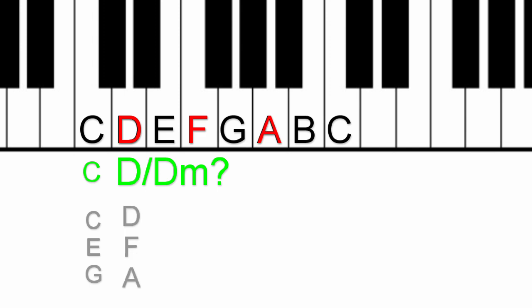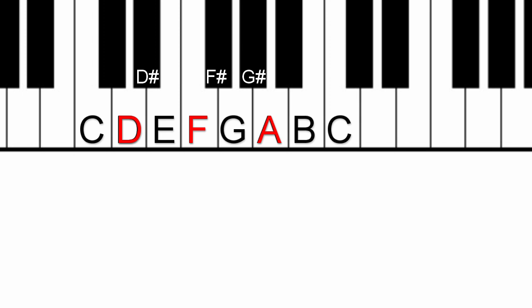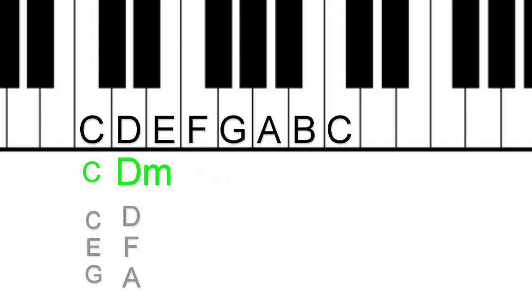Is it major or minor? Let's find out. Between D and F, there is a D sharp, E and F, so 1.5 whole tones. And between F and A, there's F sharp, G and G sharp, and A, so 2 whole tones. D is a minor chord in the key of C major.